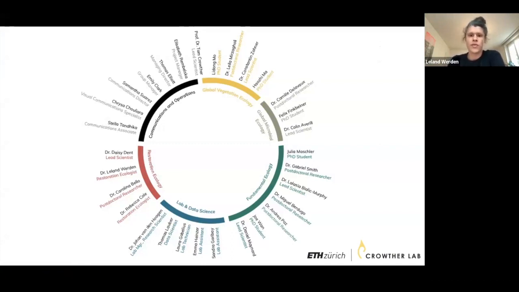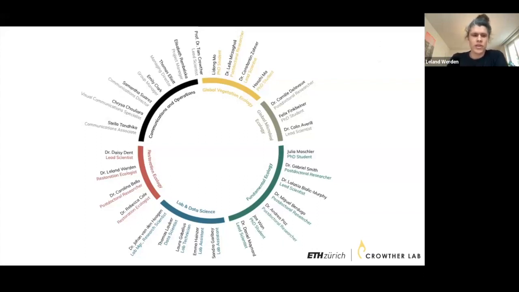It's very rare that an academic institution has a lab that works across basically every single ecological field within the same group. So we have data scientists that solely focus on data analysis. We have theoretical ecologists. We have a communications team, and then there's everything in between. And then the more applied side of things is restoration ecology.